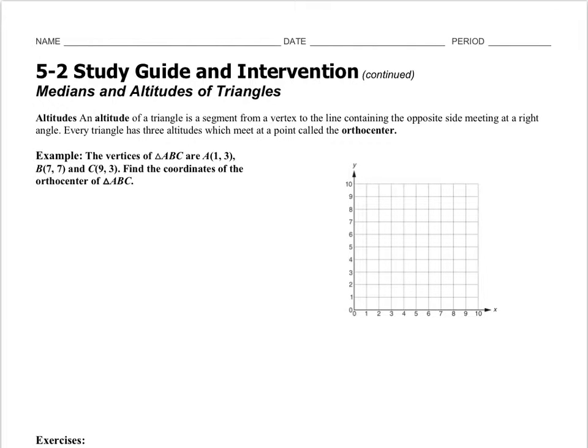So for the example, we're going to plot those points on our coordinate plane and make our triangle. So I have, let's see, (1, 3). I have (7, 7). And I have (9, 3). And we want to draw in our segments.